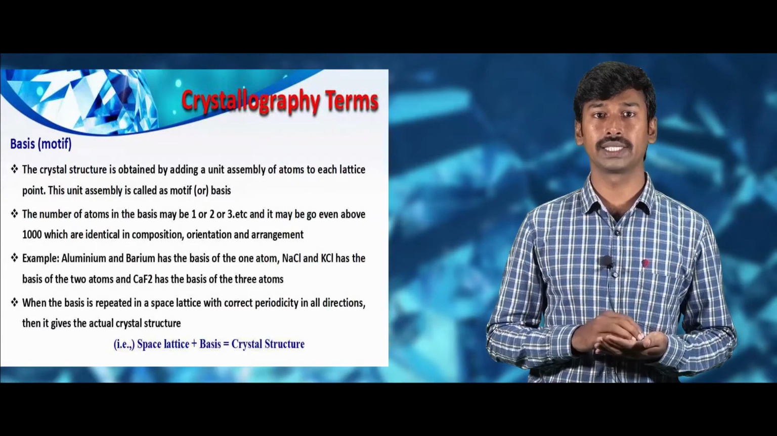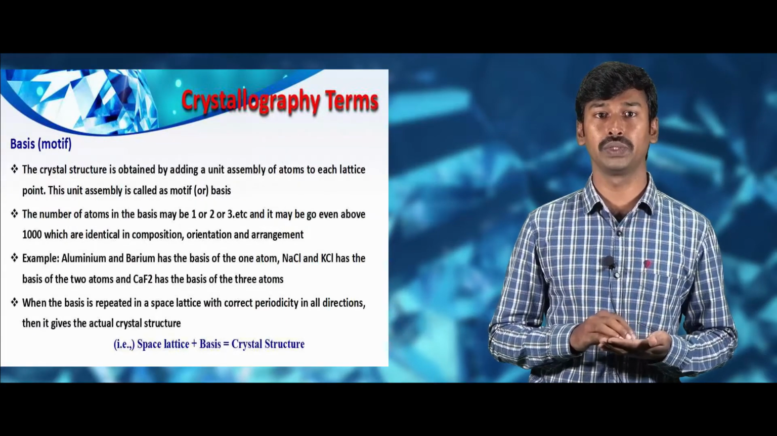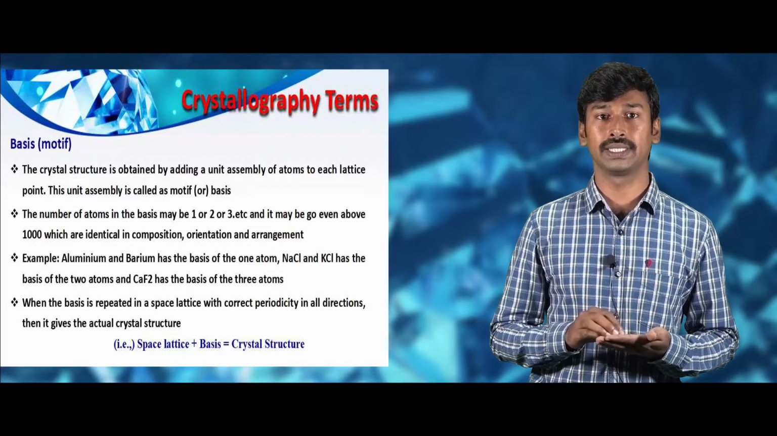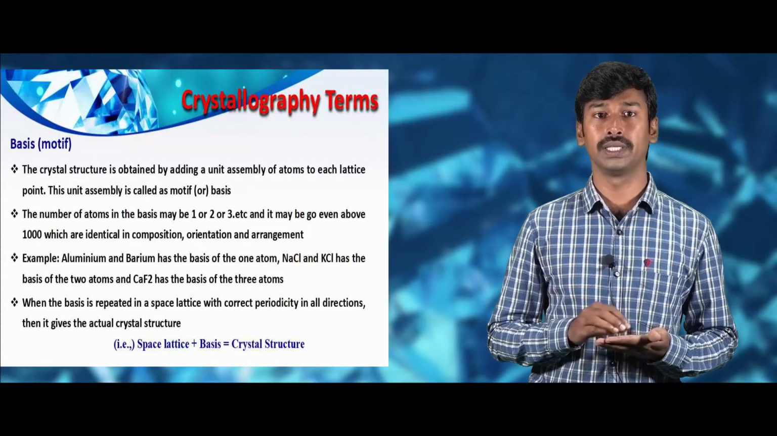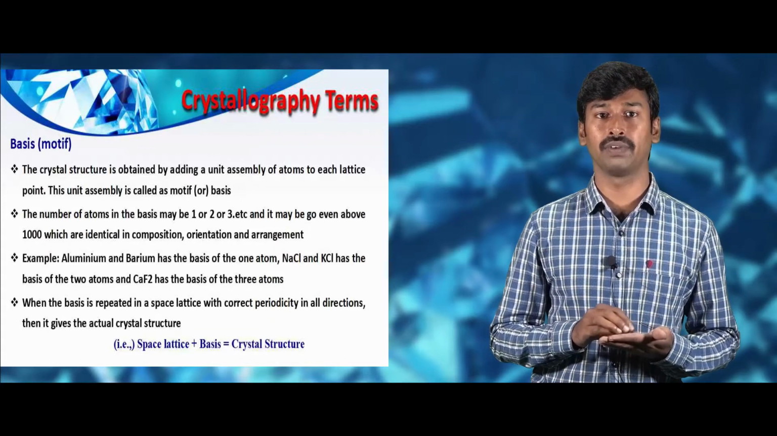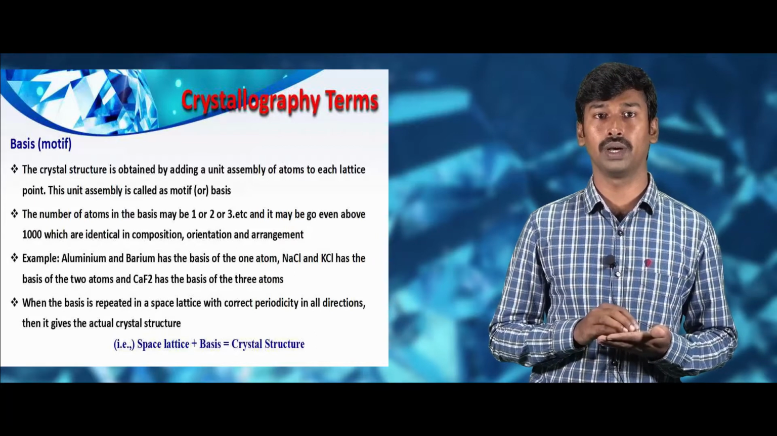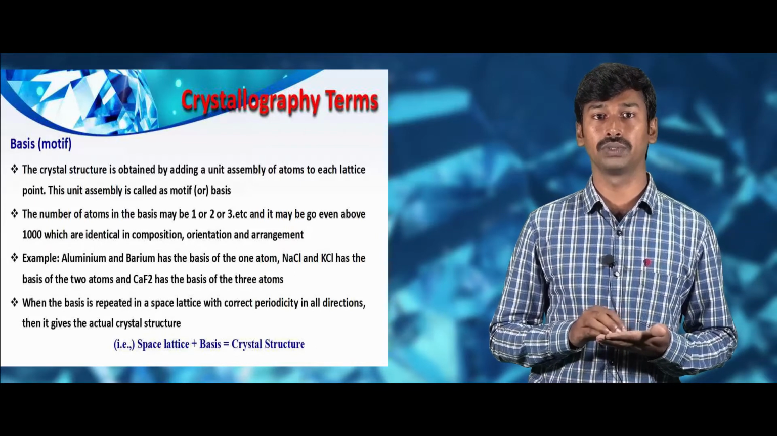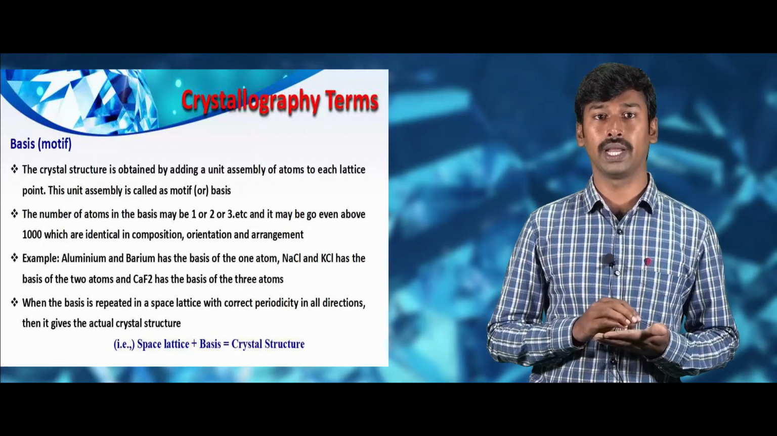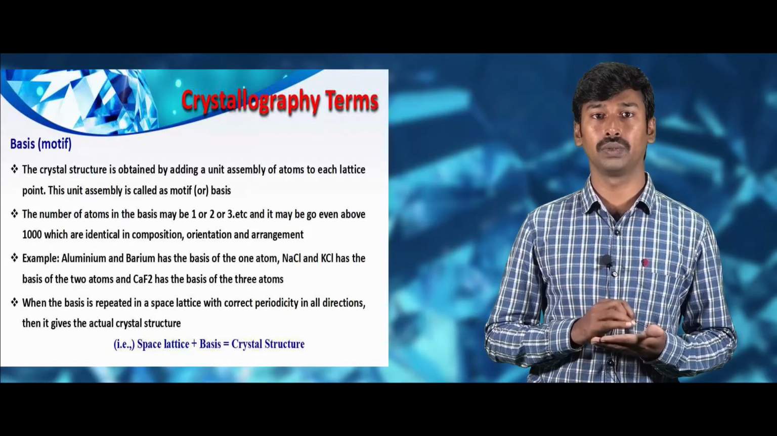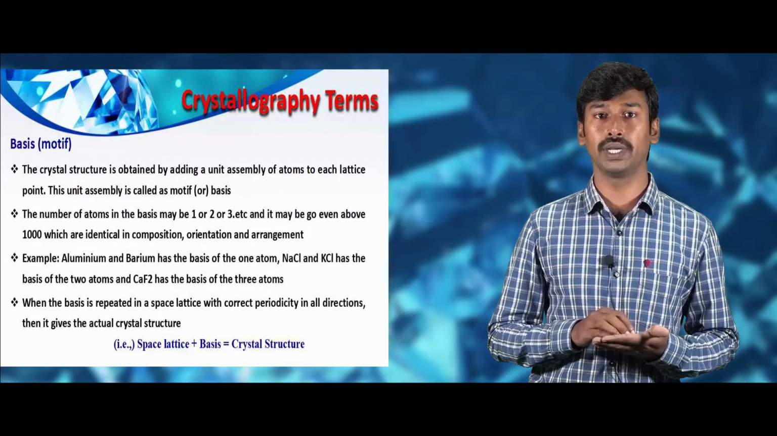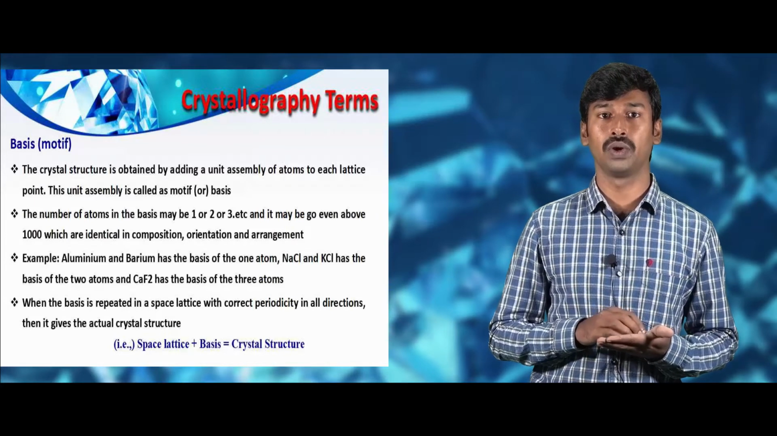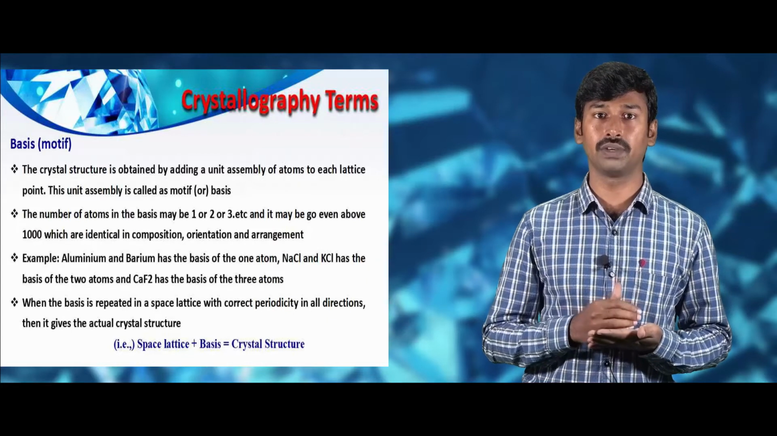Basis or motif. A crystal system is obtained by adding a unit assembly of atoms in a space lattice. This unit assembly of atoms is called basis or motif. Each basis or motif consists of a number of atoms. They may be 1 or 2 or 3 etc., even above 1000 atoms. So each basis is identical in composition, orientation and arrangement. Example, aluminium and barium have a basis of 1 atom. Sodium chloride and potassium chloride have a basis of 2 atoms. Calcium fluoride has a basis of 3 atoms.